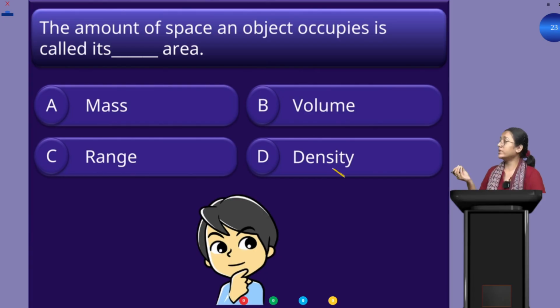So the amount of space which an object is able to occupy is known as its what? Is it mass, option A? Option B, volume. Option C, range. Or option D, density. Which one is the correct answer? Try to answer, everyone.